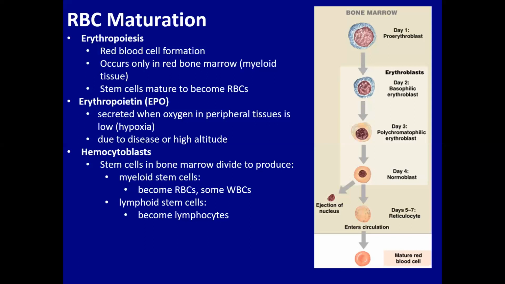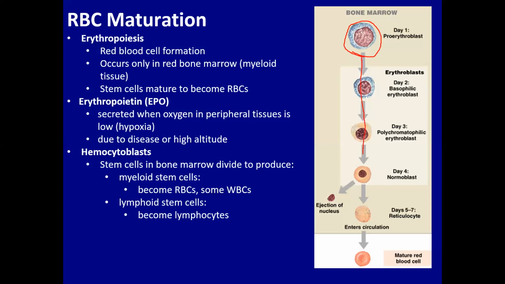Hemocytoblasts are stem cells that are found in the bone marrow, and they are going to divide to either produce myeloid stem cells or lymphoid stem cells. Myeloid stem cells make red blood cells and some white blood cells, and lymphoid stem cells become lymphocytes. So with this image, you can see that here we have a proerythroblast. This is the initiator. And then you have the erythroblast going through the different stages.